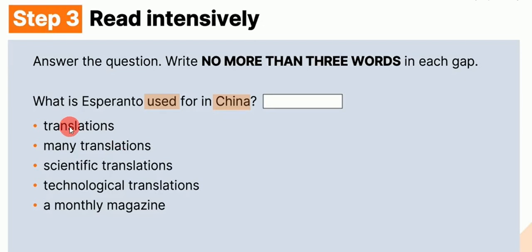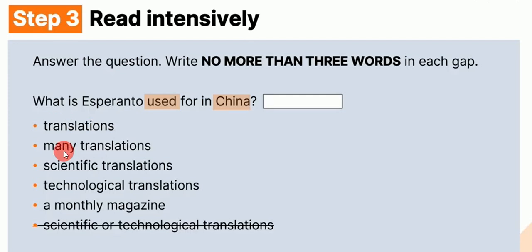However, if you chose scientific or technological translations, the answer is incorrect because it has 4 words, and the instructions say that the word limit is 3 words.